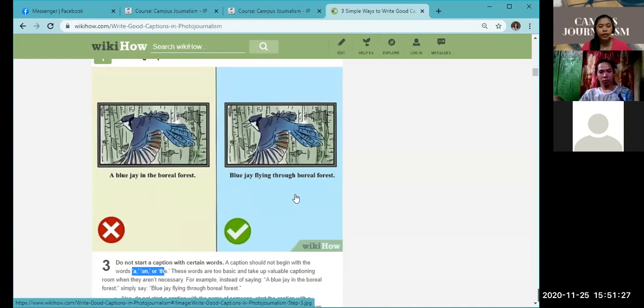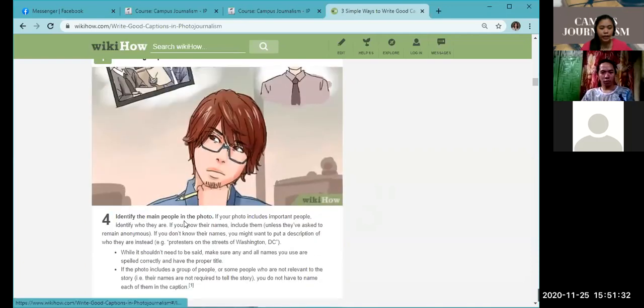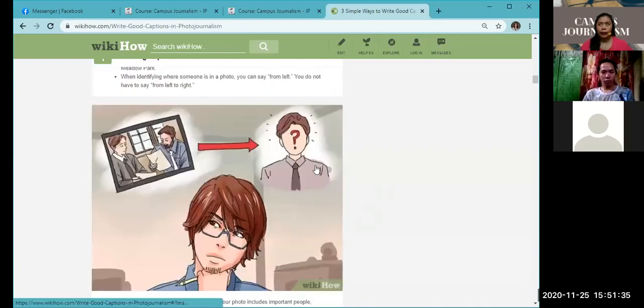So always be careful with your punctuations and grammar. And then identify the main people in the photo, especially if you are taking a picture of very important people. Like if we were allowed this year to conduct a coverage of the palaro, so hopefully we could take a picture of kanang crowning moments, then we include kinsay nag-crown, the name sa former, usually ang mag-crown kay former Mr. and Miss, and so on and so on.